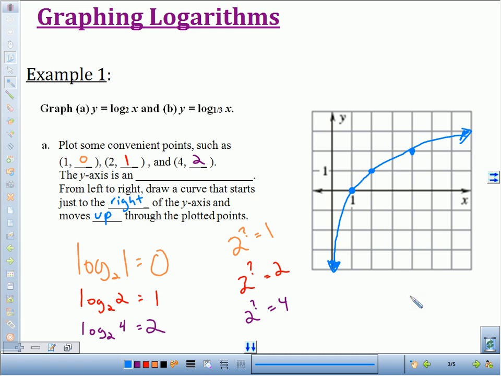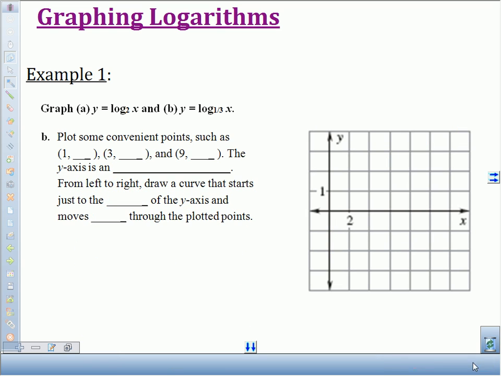All right, so we figured out a few convenient points. The points that we pick do make our life a little bit easier. We want to pick something that will be easy to find the exponent for. We plot those points and we draw our curve. All right, let's look at the next one here.